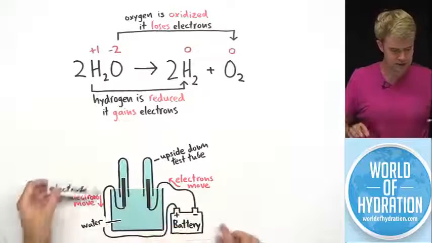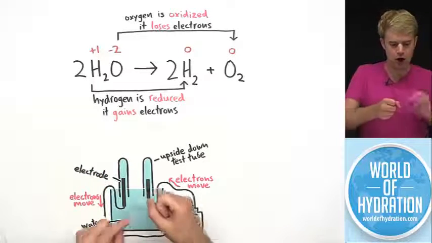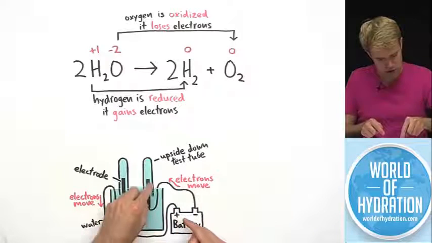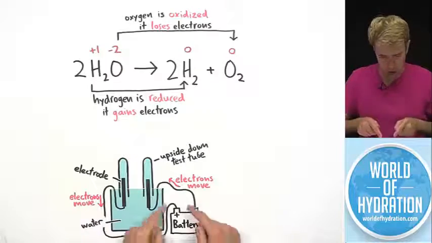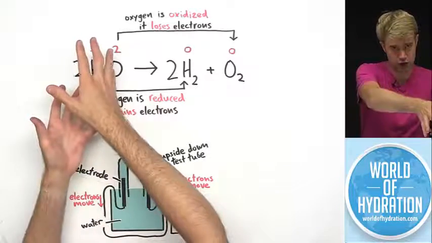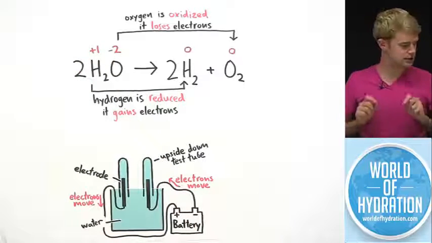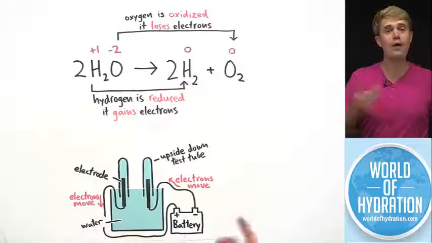Then just like in the previous example, we've got these electrodes here. The electrodes are in the test tubes. You can see that they're sticking in the test tubes, and the electrodes are hooked up to the battery. It's the electrodes that are putting electrons into the water or pulling electrons out of the water. Okay? And then finally, of course, we have the water.